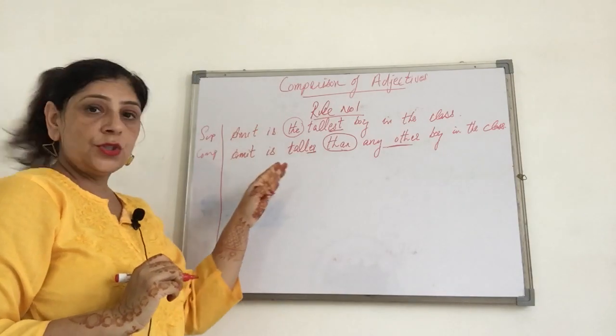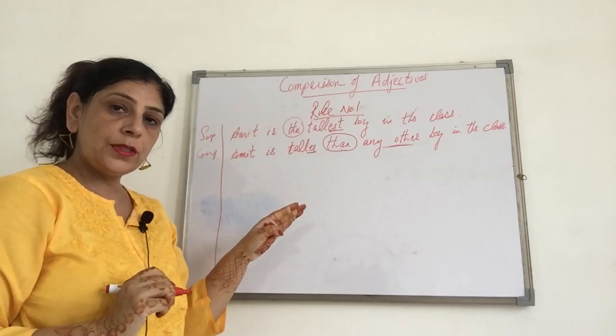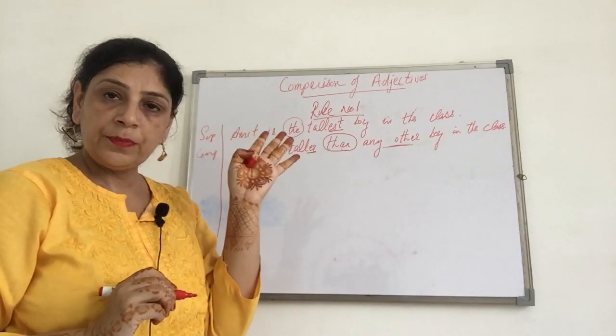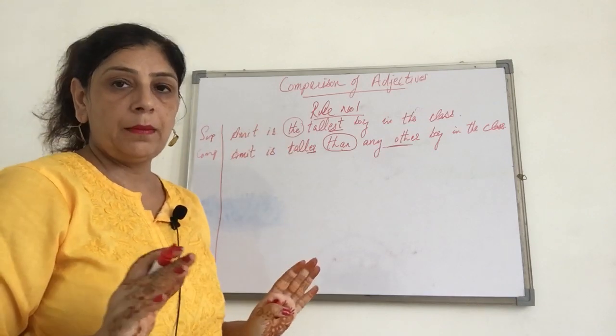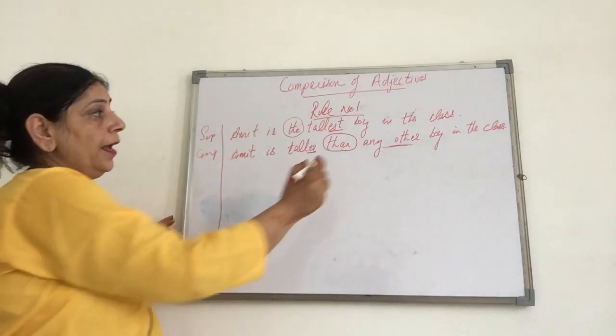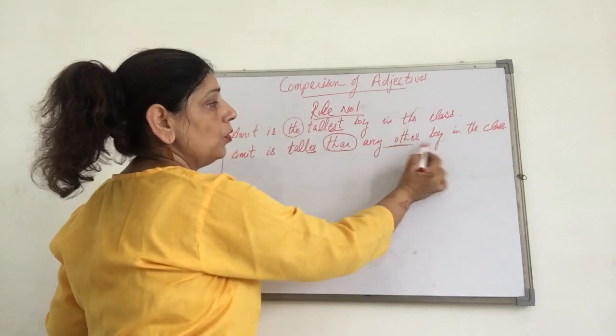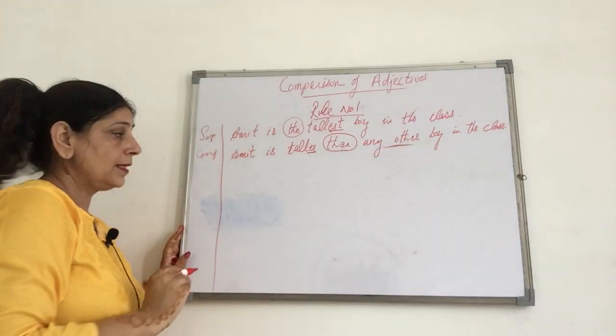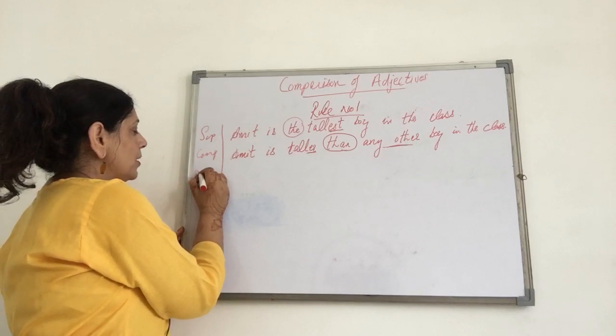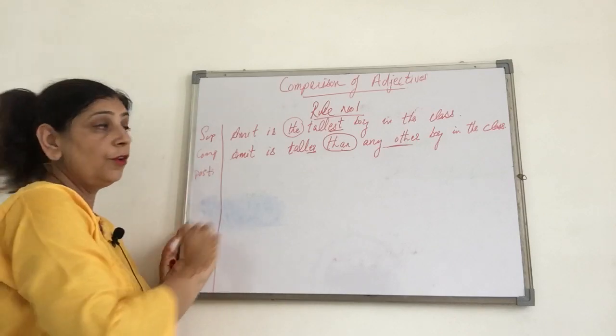You should know this, you should understand this once and try a few sentences, then it will be over here. You don't have to mark them up anymore, right? Any other boy in the class, boy in the class. It will go simultaneously like this. And the last is the positive degree for rule number 1.